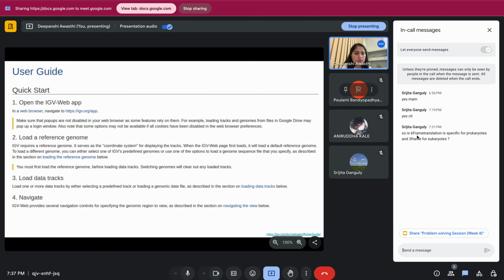Okay, you have asked: is 6-frame translation specific for prokaryotes and 3-frame for eukaryotes? No, no, this is not the case. 6-frame will also work for eukaryotes.